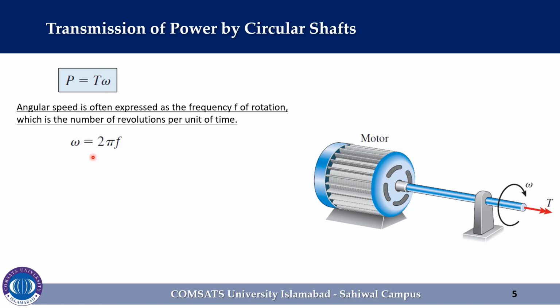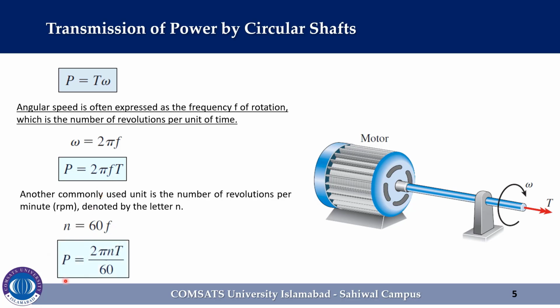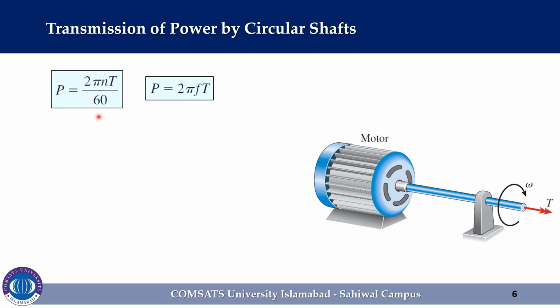So the expression for power, by replacing omega with 2 pi f, becomes P is equal to 2 pi f T. Another commonly used unit is the number of revolutions per minute, denoted by the letter n. Therefore, we also have the relationship n is equal to 60f. So here, by replacing f with n over 60, the equation for power becomes P is equal to 2 pi n T over 60.